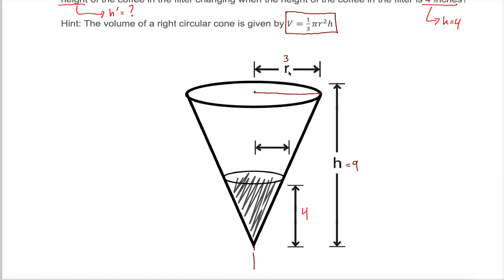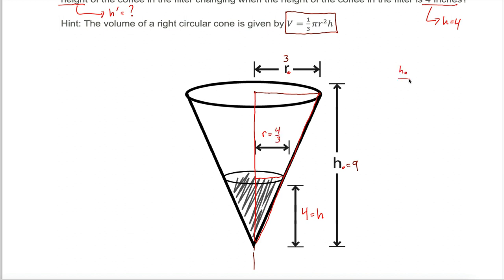So I don't know, maybe this is like R0 and this is H0 that are 3 and 9 respectively, but the H that we care about is 4, and the R that we care about is whatever this length is right here. How can we figure out this length? Well, you could take advantage of similar triangles. If you take this two-dimensional view of this three-dimensional picture, the fact that this height 9 is 3 times as big as this radius 3 means that this height 4 has to be 3 times as big as this radius right here. In other words, this radius has to be equal to 4/3.